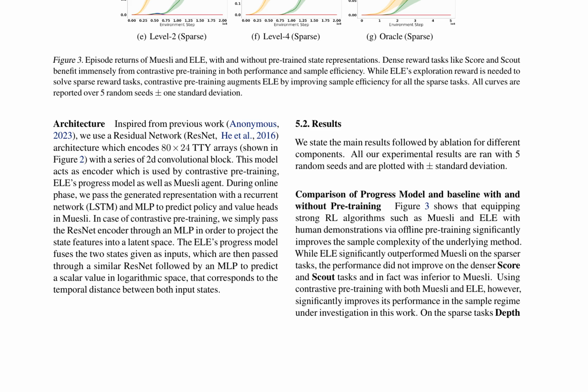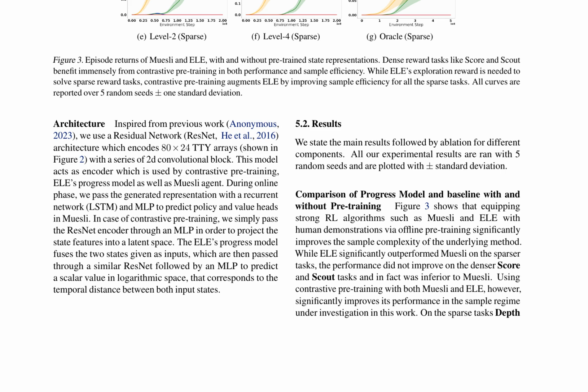In contrastive pretraining, the ResNet encoder is followed by an MLP to project state features into a latent space. ELE's progress model fuses two input states, which are then passed through a similar ResNet followed by an MLP to predict a scalar value in logarithmic space, corresponding to the temporal distance between the input states.